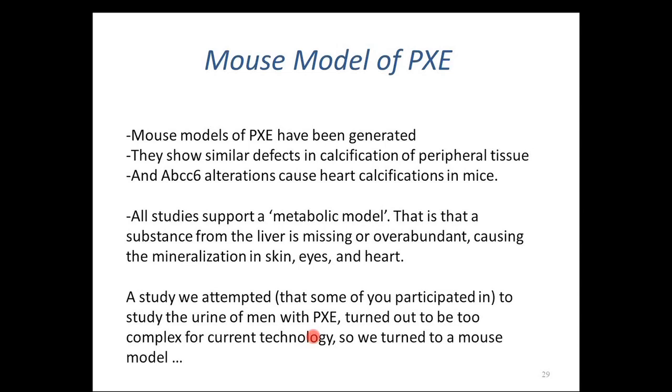control men who did not have PXE, and using current technology, tried to look for a molecule that was missing in the urine in PXE men, which was present in men that didn't have PXE. It turned out there were just too many compounds; the chemical complexity was too complex for current technology to figure that out. So once the mouse model was derived, we turned to the mouse model and basically did similar experiments in the mouse.